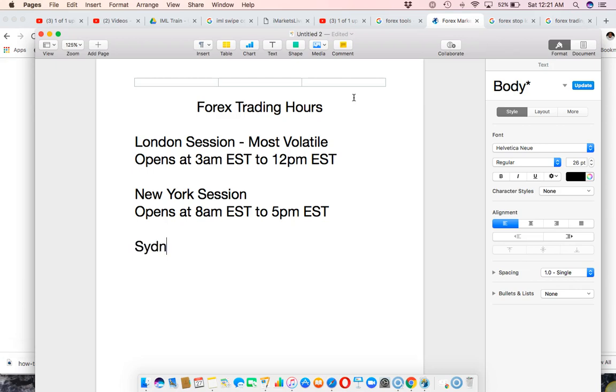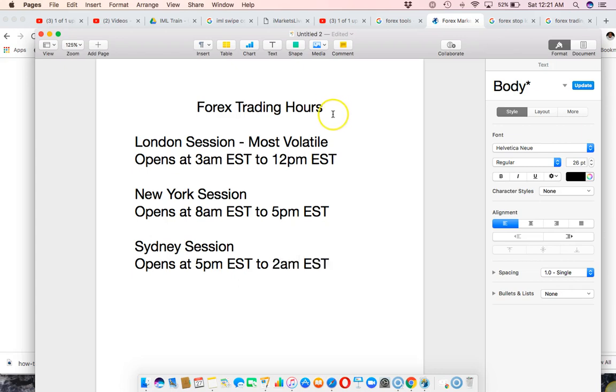Next session is the Sydney, which is also like the Australia session. Sydney session opens at 5 p.m. EST and goes to 2 a.m. EST. All right, and last session, guys, is Tokyo, also the Asian session, and that opens at 7 p.m. EST and goes to 4 p.m. EST. So those are the 4 sessions, guys.